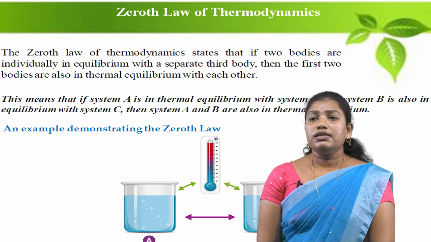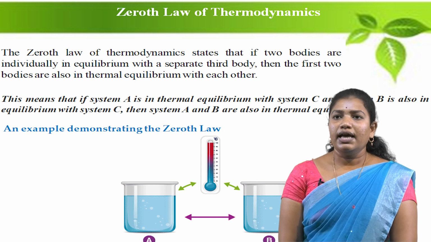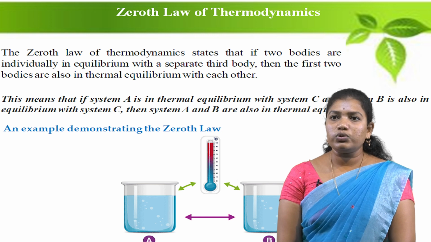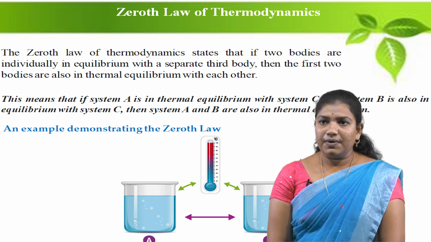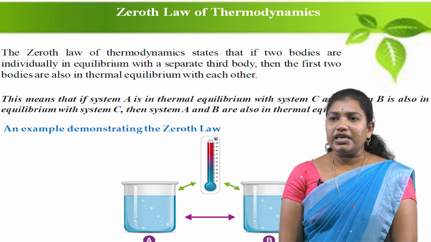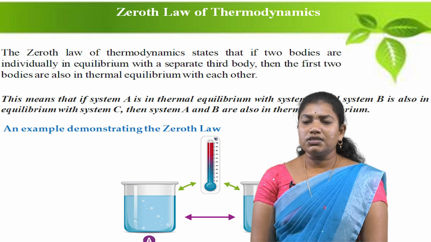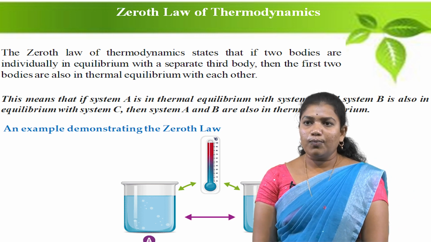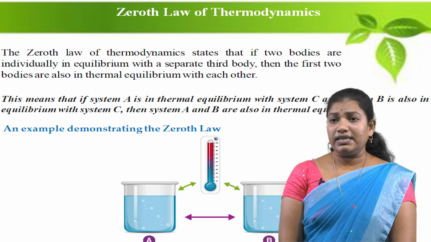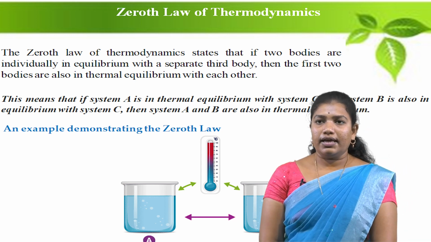When we move the thermometer to cup B to read the temperature, it continues to read 100 degrees Celsius. The thermometer is also in equilibrium with cup B. Keeping in mind the zeroth law of thermodynamics, we can conclude that cup A and cup B are in equilibrium with each other. The zeroth law of thermodynamics enables us to use thermometers to compare the temperature of any two objects that we like.